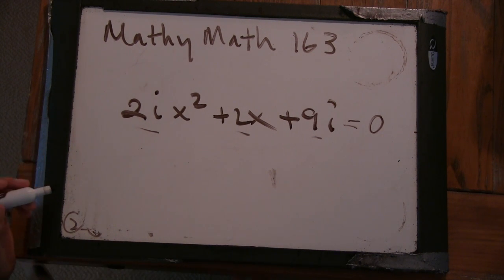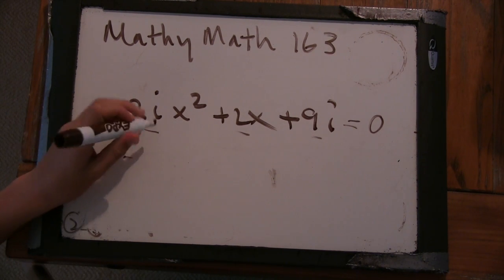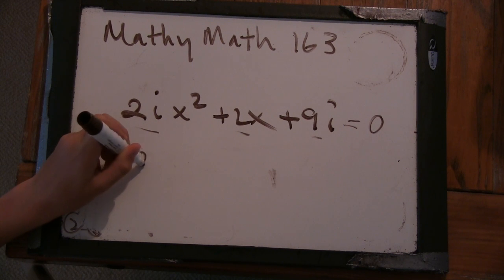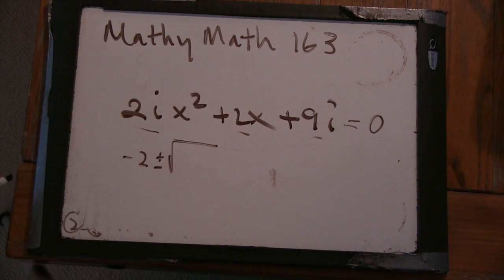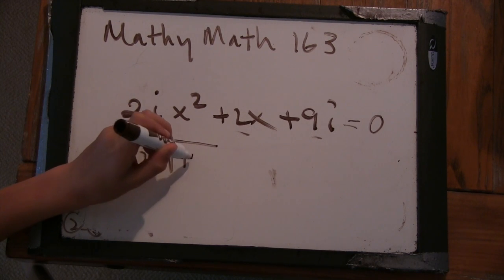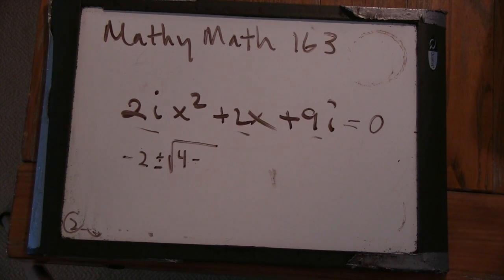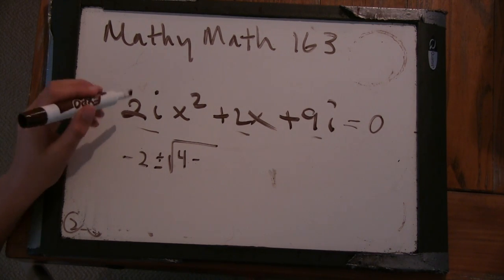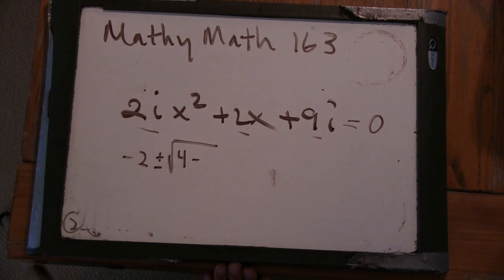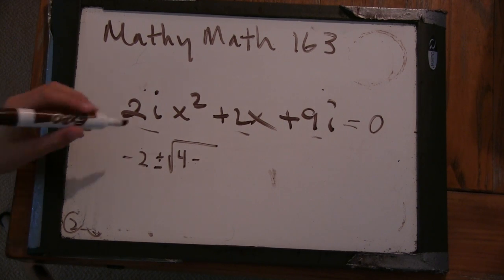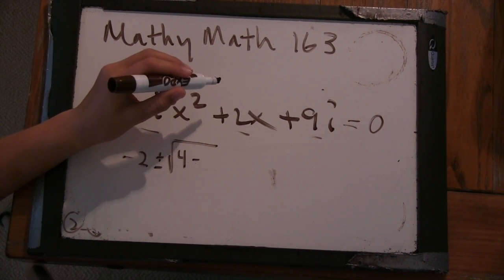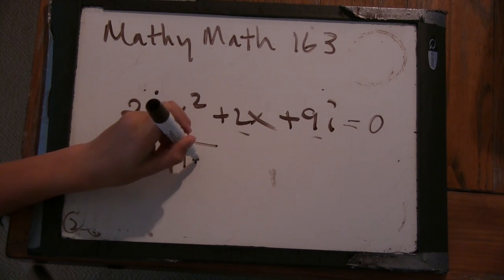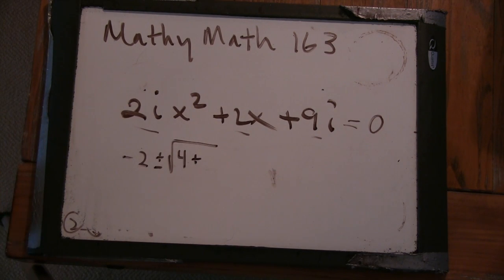So it says minus b, which is this, plus or minus the square root of b squared minus 4ac. Okay. Well, that's minus 18 here, so it's 4 minus, or 4 plus 4 times 18.